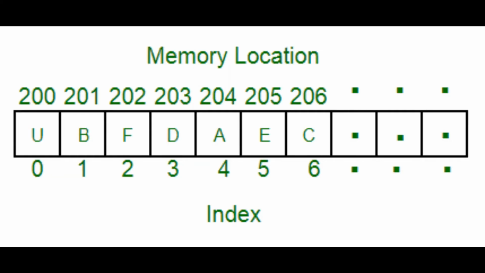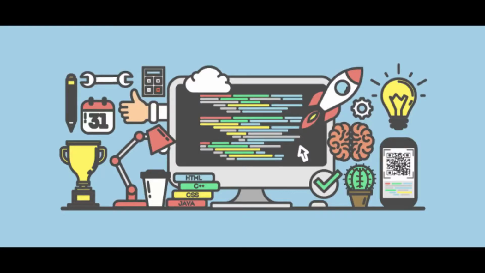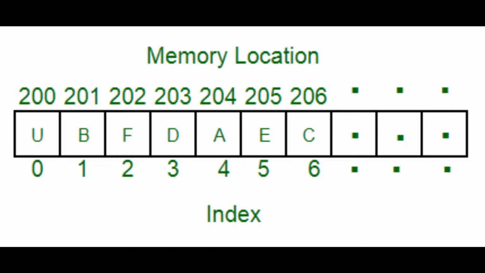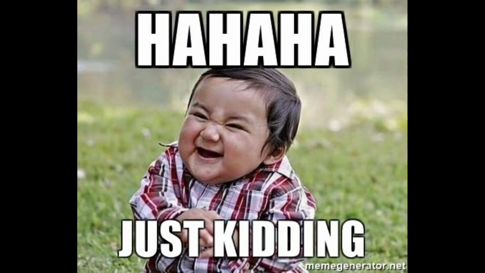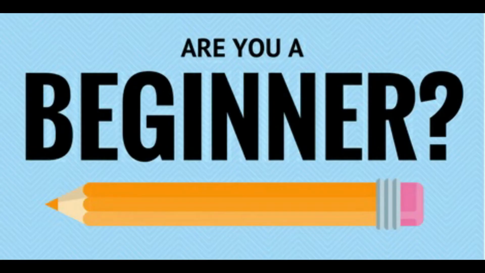The list is like an array. If you have some programming background, then you know what an array is. If you don't know, then it is very difficult to understand. No, I'm just kidding. If you are a beginner, then it is okay. Anyone can understand this simple concept of a list because it is so easy.